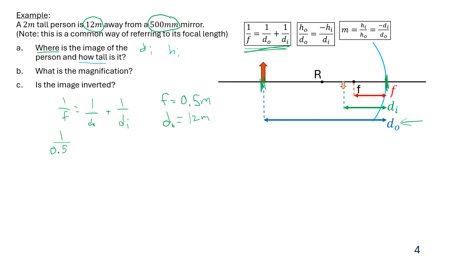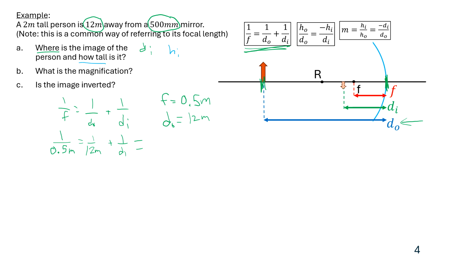So 0.5 meters, 1 over 0.5 meters equals 1 over 12 meters plus 1 over di. And we're going to solve for di. To solve for di, I think the easiest thing to do would be to solve for 1 over di first. And so first let's just plug these into a calculator.